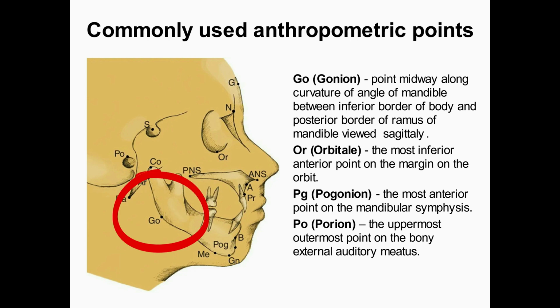Gonion, the most posterior inferior point of the angle of the mandible. Orbitale, the most inferior anterior point on the margin of the orbit. Pogonion, the most anterior point on the mandibular symphysis. Porion, the uppermost, outermost point on the bony external auditory meatus.